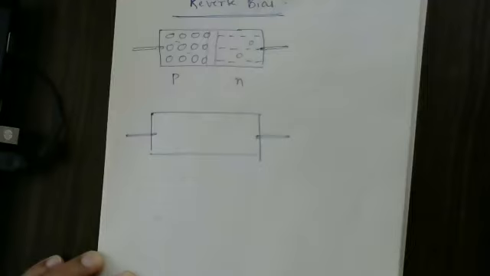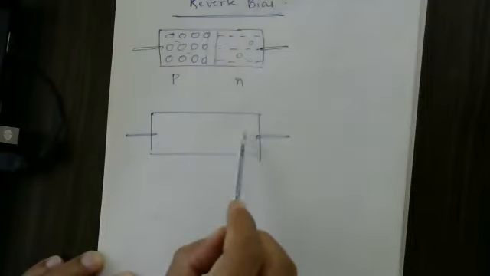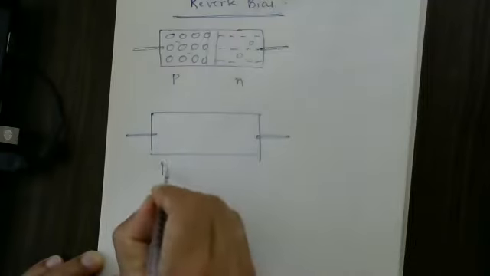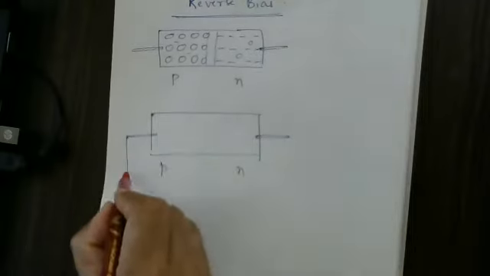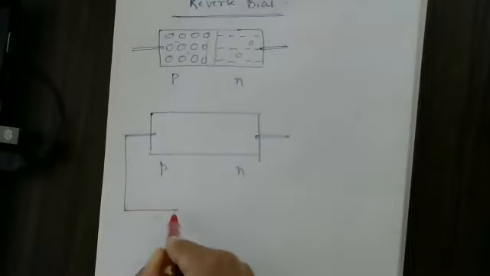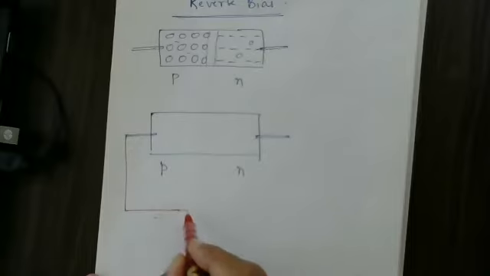This is containing a large number of holes. Here it is containing a large number of electrons, provided this is P and this is N. Now we are supposed to connect this P variety. If it is connected to the positive end of a battery, then it is called forward bias. Here, we are supposed to connect it to the negative end of a cell.